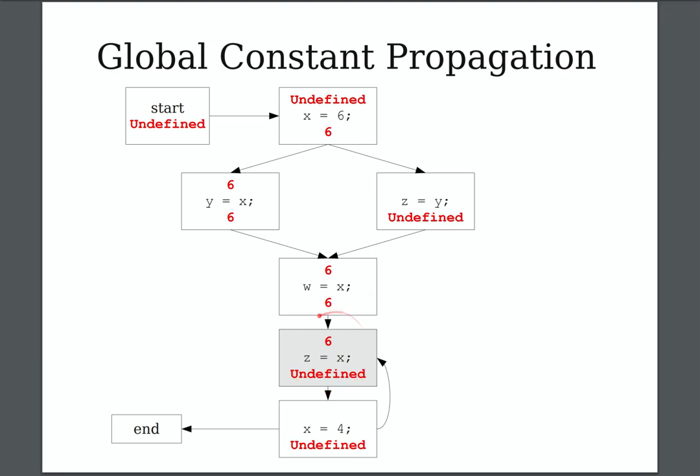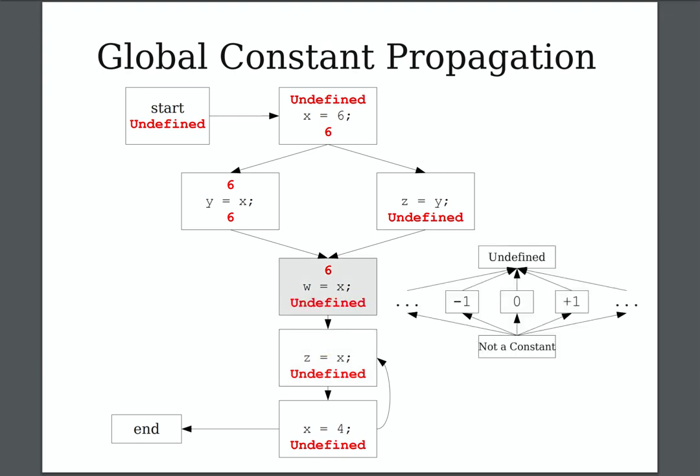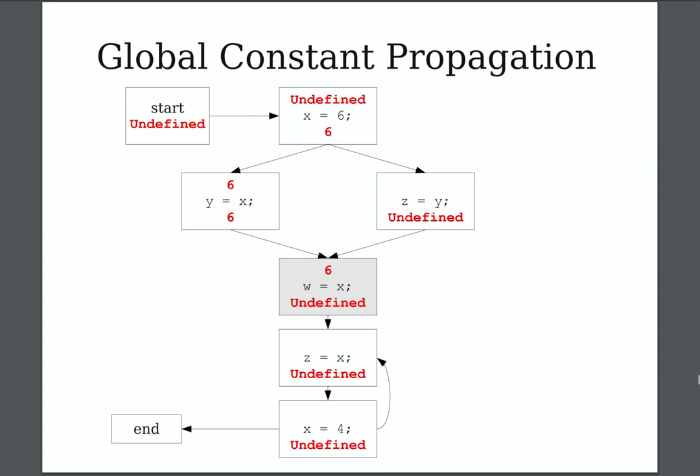Similarly, if we process this block, there are two in edges to this block. One is the undefined element, the top element. One is 6. So the meet of 6 and undefined is still 6 according to our lattice. And you're probably thinking, well, okay, what about this back edge? We'll see that in a second. So we see here that there are no changes to x at this point. So x still remains 6.